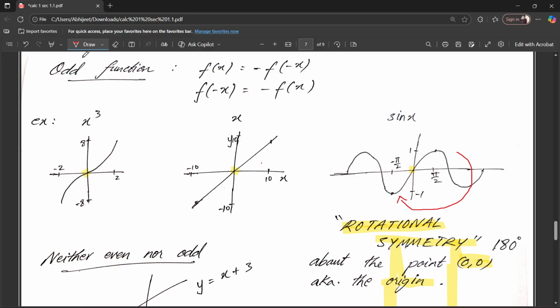Even here, let's say we did not draw the negative side. What we do is take this and rotate it 180 degrees. We get the other side. The same with x cubed: take this, rotate it 180 degrees, and you get this side.